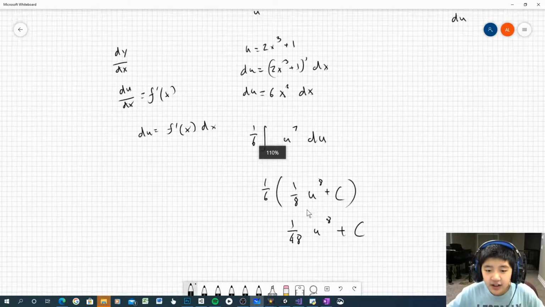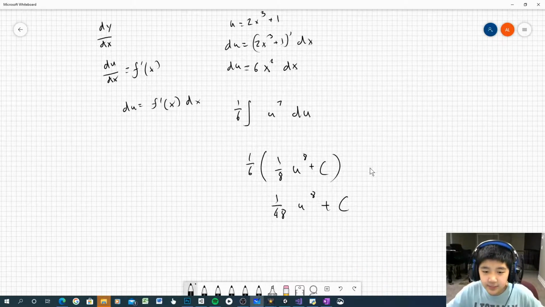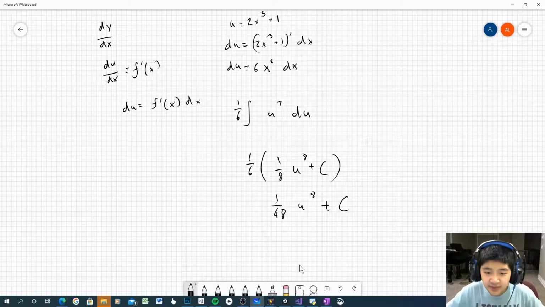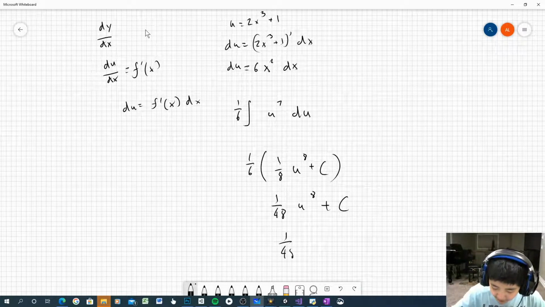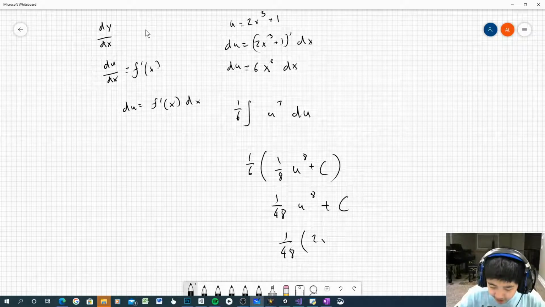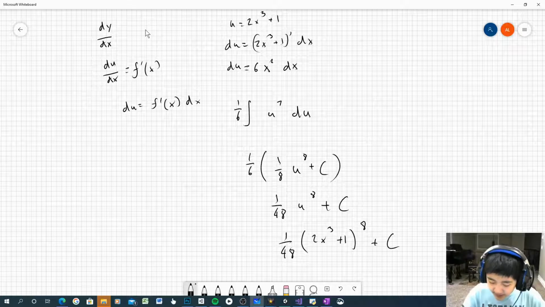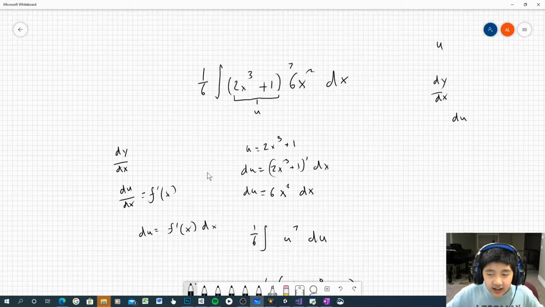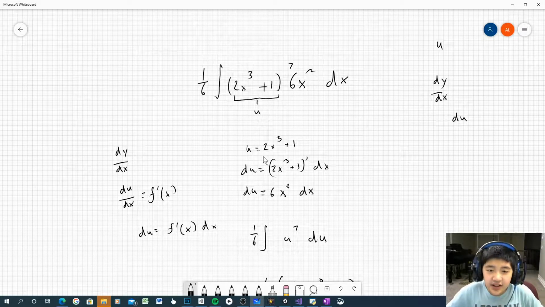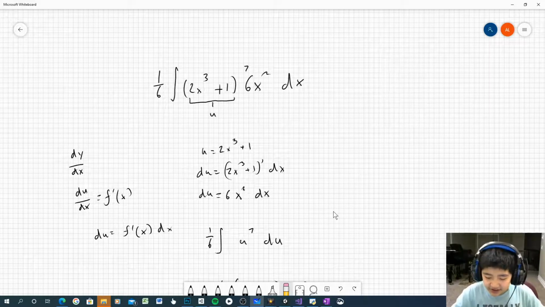But hold on, we haven't put u as x yet. So let's just substitute it back. u equals that, so substitute u with that expression: 1 over 48 times (2x cubed plus 1) to the power of 8 plus c. This is our answer. Well, I'm just going to call this the u method. Later in this video, we're going to tell you how to use a quicker method, although it might need a bit deeper understanding of calculus.